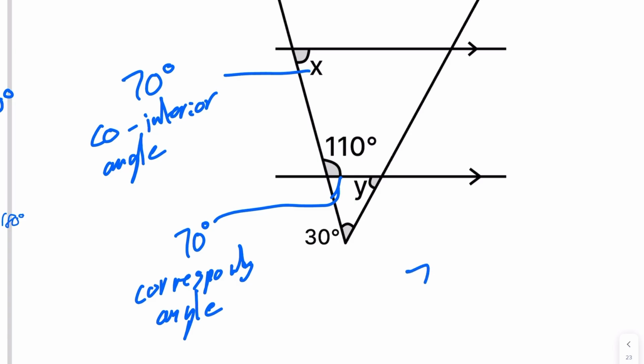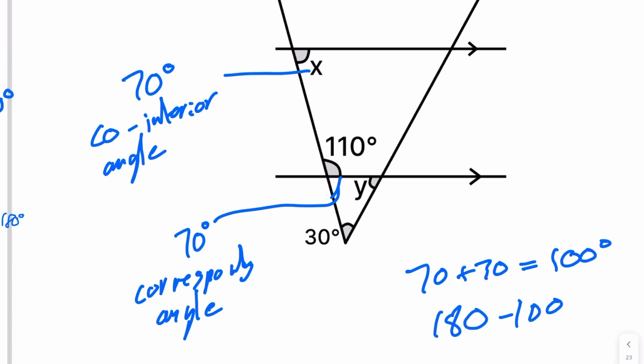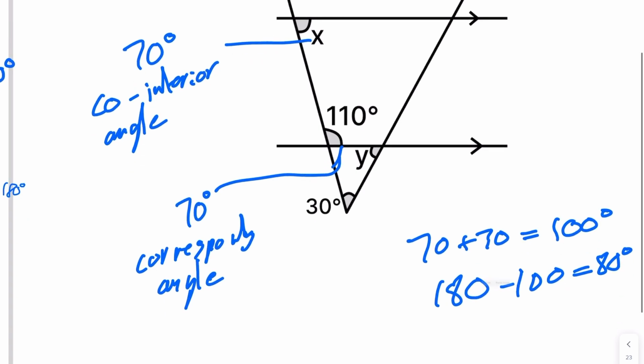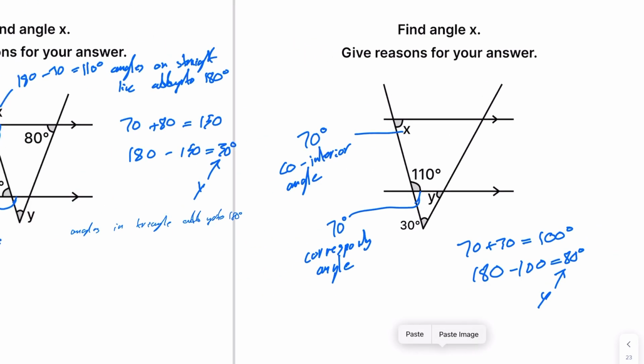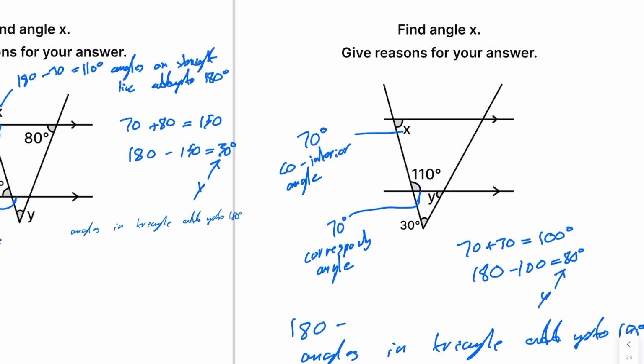And now finally, to find Y, we just do 70 plus 30, 70, 80, 90, 100. And then 180, take away that, which gives you 80 degrees. So that is the value for Y. And the reason here is because angles in a triangle add up to 180.